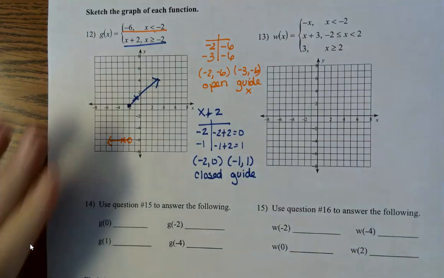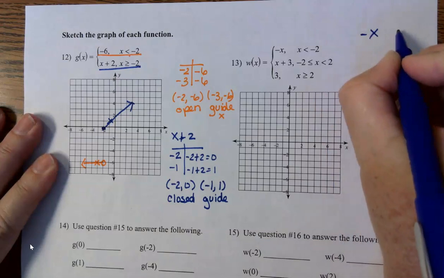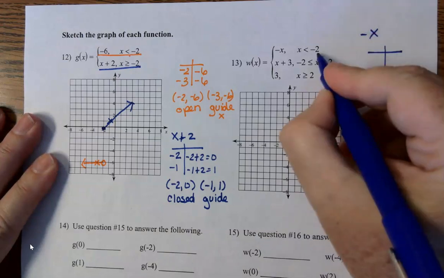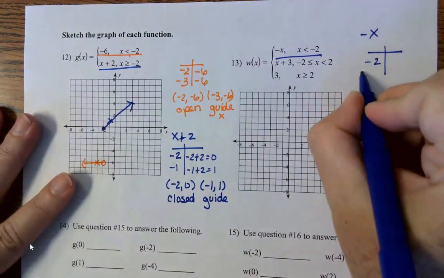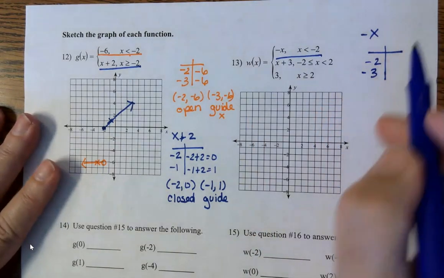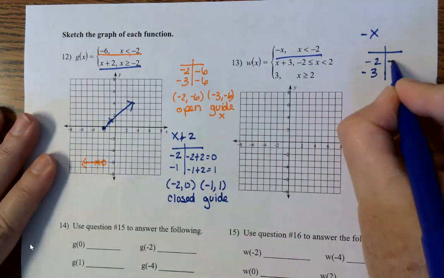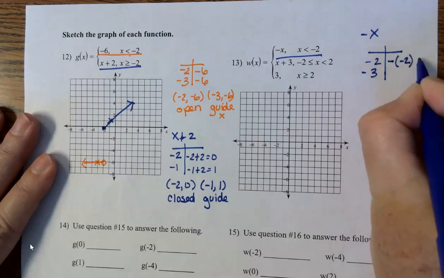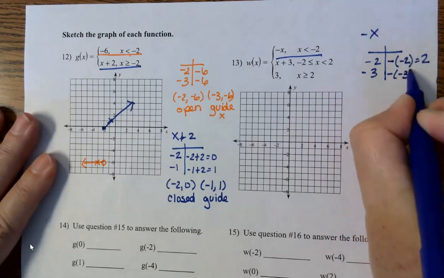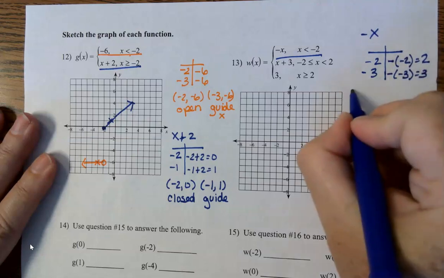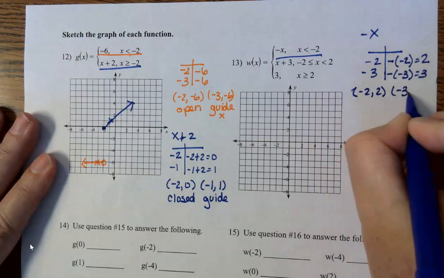So let's go to number 13. So we're going to do -x. So we're going to choose -2. And I need a number less than -2, so -3. Please be careful of this negative. So this would be -(-2), which is 2. And then -(-3), which is 3. So we have the point -2, 2, and -3, 3.